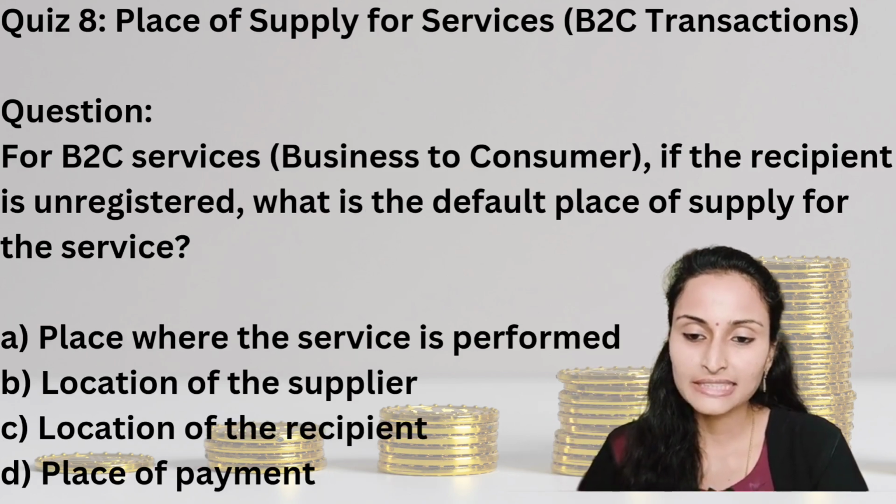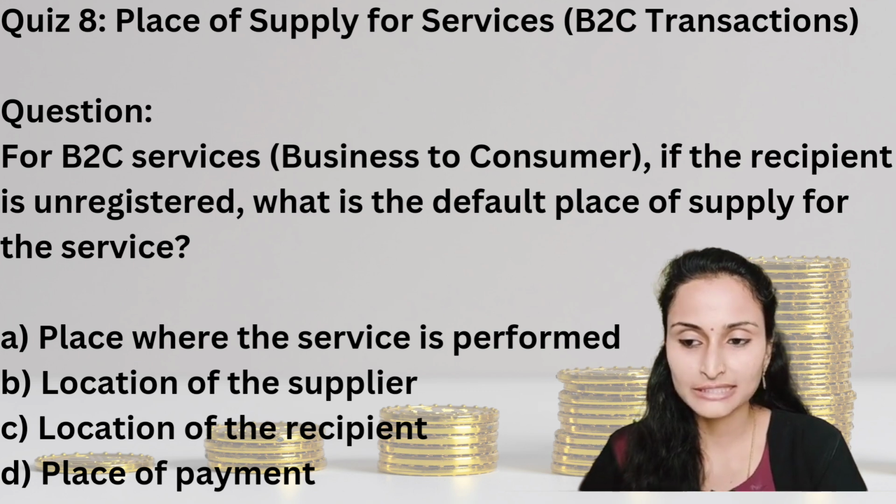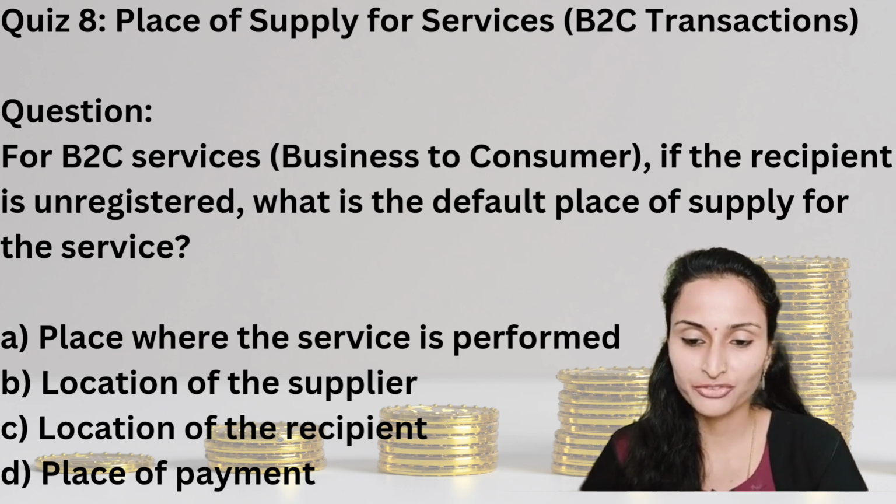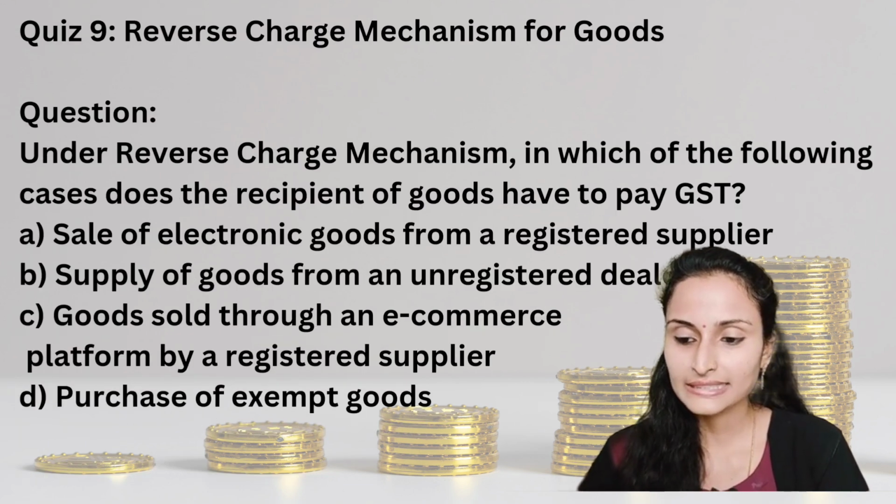And let's see the eighth question. For B2C services, that is business to consumer, if the recipient is unregistered, what is the default place of supply for the services? So the options are A. place where the services is performed, B. location of the supplier, C. location of the recipient, and D. place of payment.